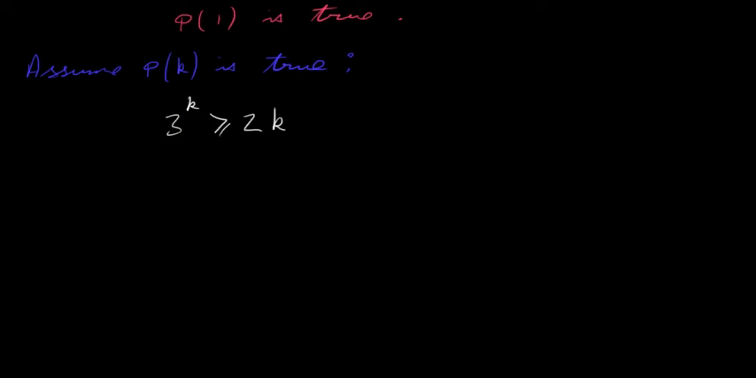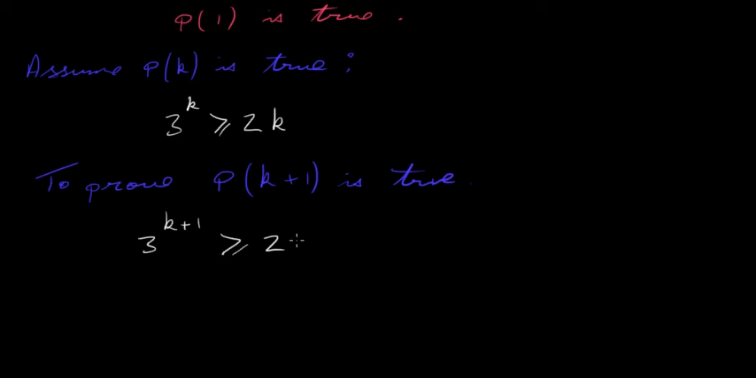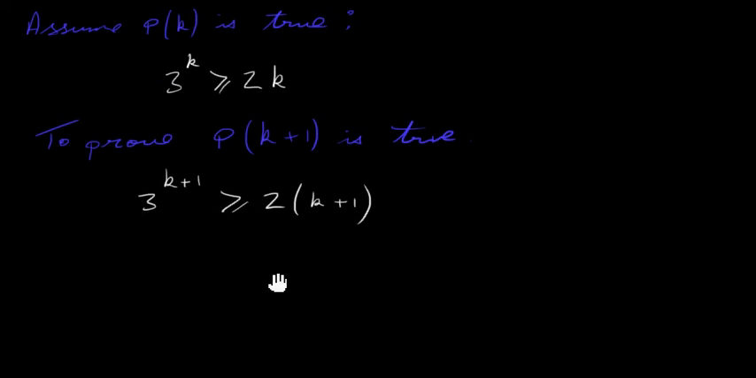So what do we want to prove then? We want to prove that the proposition is true for the next number after k, in other words k plus 1. So this is what we want to prove. Pk plus 1 is true. In other words, 3 to the power of k plus 1 will be greater than or equal to 2 times k plus 1. This is what we want to prove. So if we can show that k plus 1 is true when k is true, then we'll be able to prove by induction that the proposition is true. I'll go through that later on anyway. So we're assuming this is true. We want to prove that k plus 1 is true.